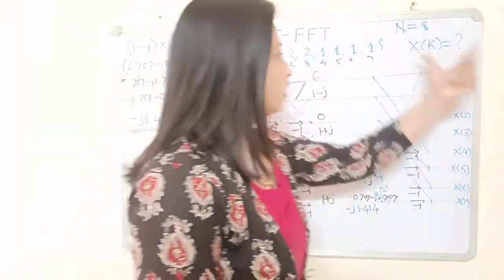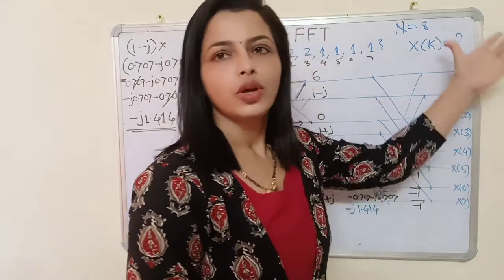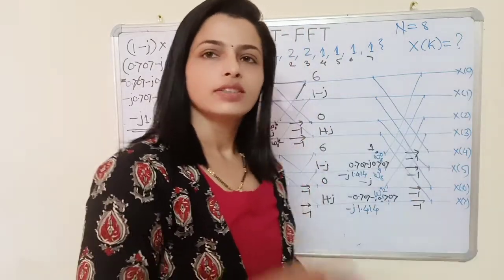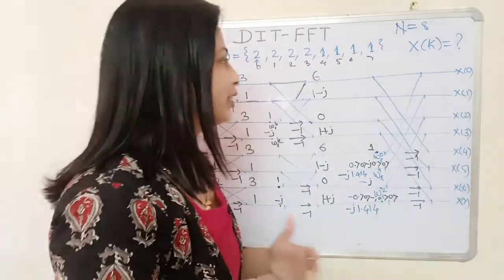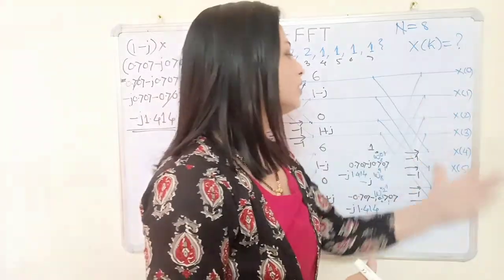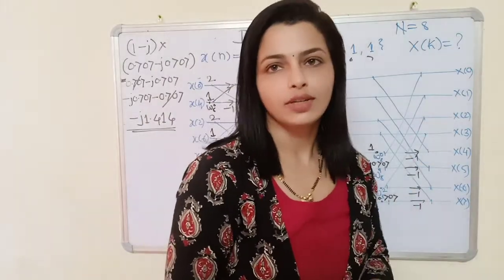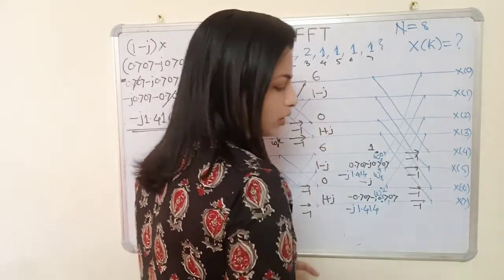Now observe here, final answers are provided in a sequence, so you don't need to scramble the sequence as you need in DIT-FFT. You need to write the sequence properly, because in DIF the output sequence is scrambled. So here it is in proper fashion, so you can go on calculating.